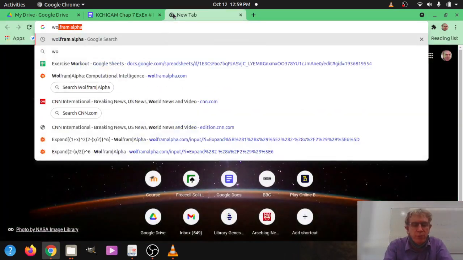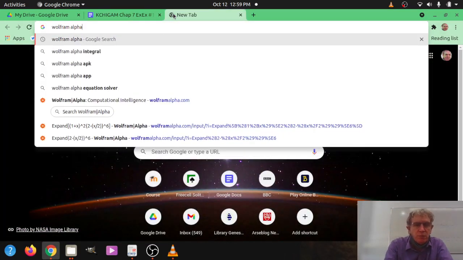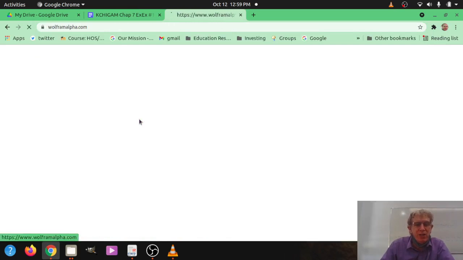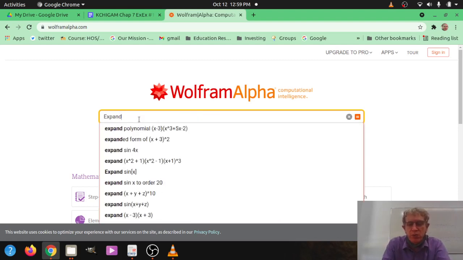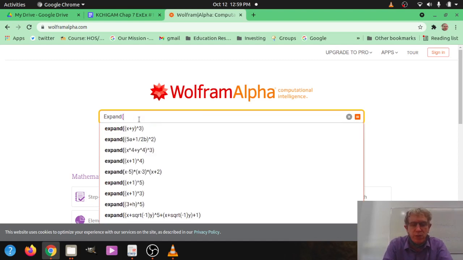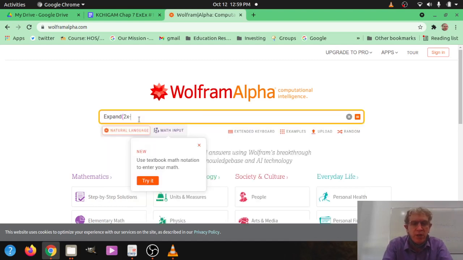So I'm just going to open Wolfram Alpha. Computational intelligence. For me, it's always a good idea to apply some computational intelligence. So I'm going to write expand, then I'm going to use brackets. I believe it was 2 minus x upon 2. I'm going to just check that that's what it was. 2 minus x upon 2. And then I'm going to close the brackets and raise that to the 6th power. Okay, so let's see what it gets.